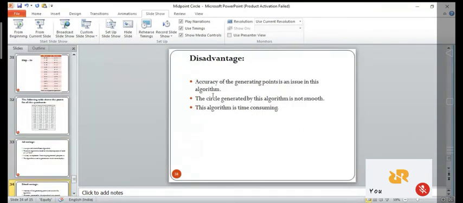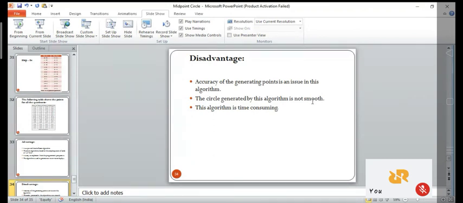Then the disadvantages. The disadvantage over here is accuracy. As I have already told you, it is not very accurate, but it is up to the mark. Compared to 4-way symmetry, 8-way symmetry is up to the mark, but it is not totally accurate. Then the circle generated by this algorithm is not smooth. Whatever surface of the circle that you obtain may not be smooth. Although it will give you the feel that the structure is a circle, it is not going to look like a smooth circle.